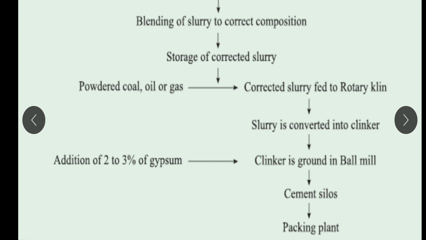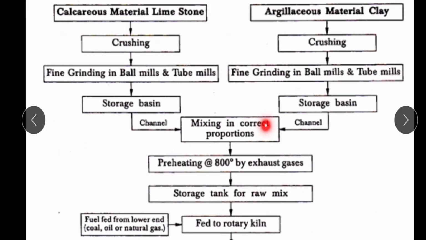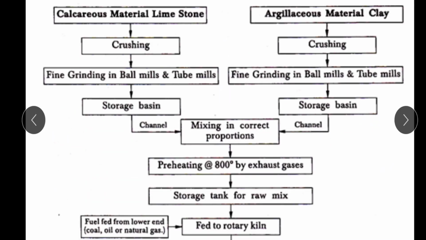After getting that slurry into clinkers, 2 to 3% of gypsum is added, and again it is transferred to ball mills, and then that powder form of cement is stored in silos, and then only it is transferred to units. And this is the way of the wet process.